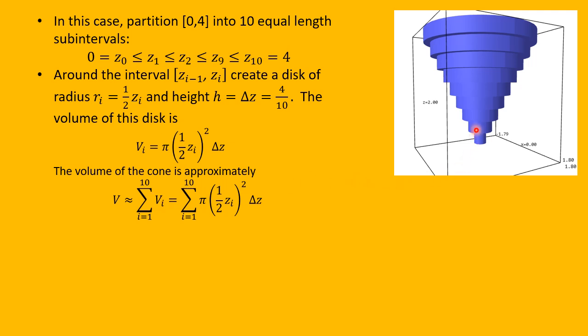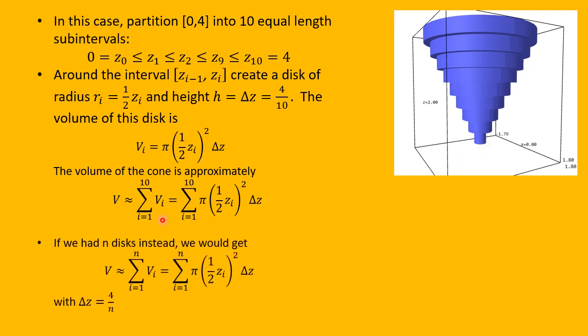So if you count these disks that you actually do see here, you'll see 9, because there was a 10th here that basically had 0 for the radius. Now, if we had n disks instead of 10 disks, the only change that we would have to make in this formula up here is to change the upper limit here, 10, to n. So we're adding up the volumes of n disks instead.